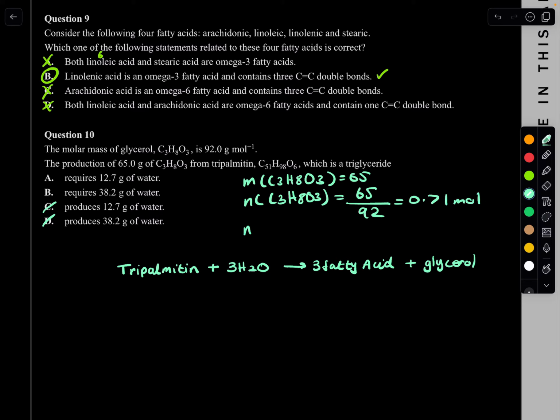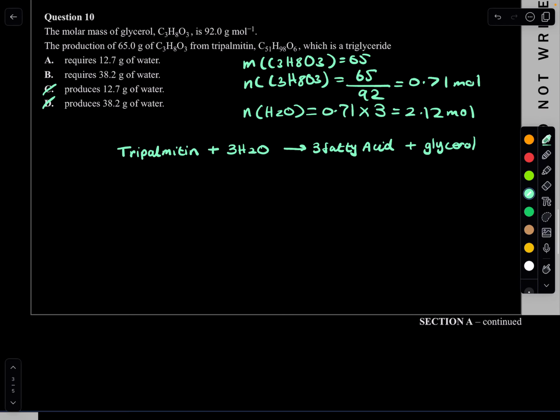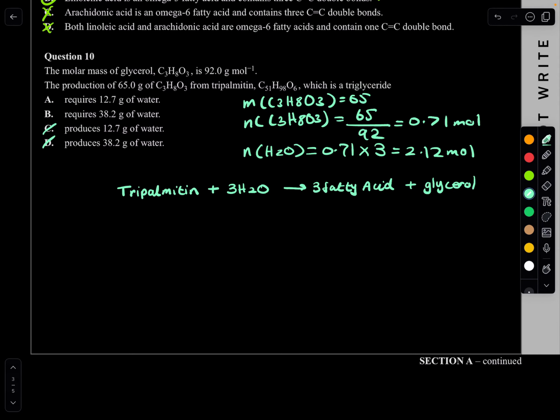Now, I'm going to use ratios. I want to calculate the moles of water, which is H2O. So what's the ratio? We can see it's a 3-to-1 ratio. So multiply this by 3. We get 2.12 moles. Now we've got the moles of water. We just need to turn it into mass. So easy. Mass of water is multiplying it by 18, which is the molar mass of water. So 2.12 times 18. And that gives me 38.2. 38.2 grams. So we require 38.2, which is B. What a nice question.